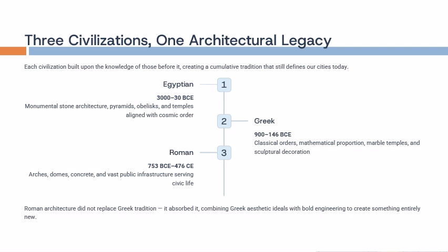Then coming to the Romans, it is 753 BC to 476 CE, mainly arches, domes and concrete, and vast public infrastructure serving civic life. So Roman architecture did not repeat the Greek tradition. It absorbed it, combining Greek aesthetic ideals with bold engineering to create something entirely new.